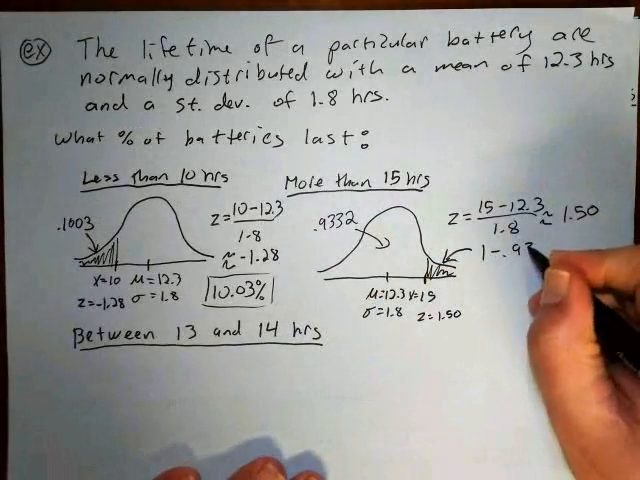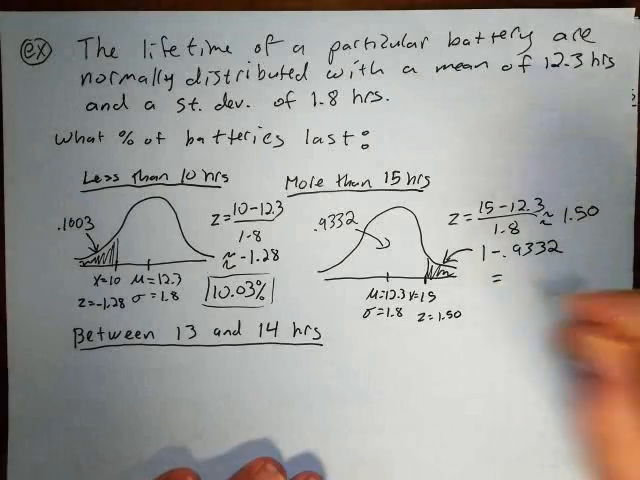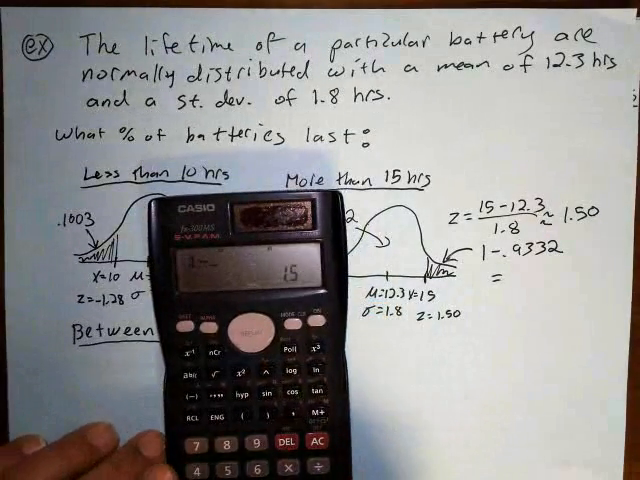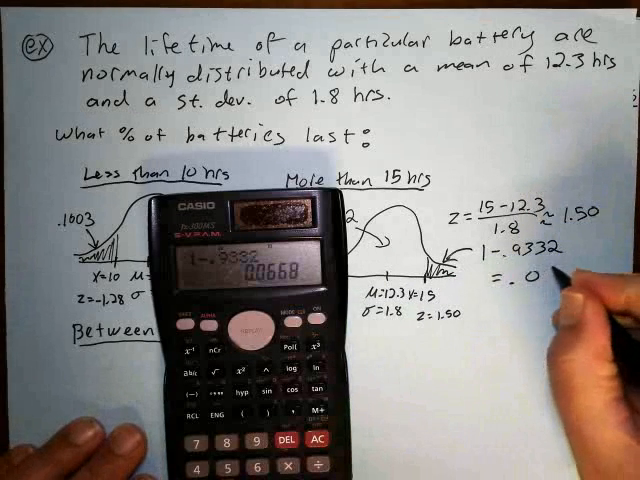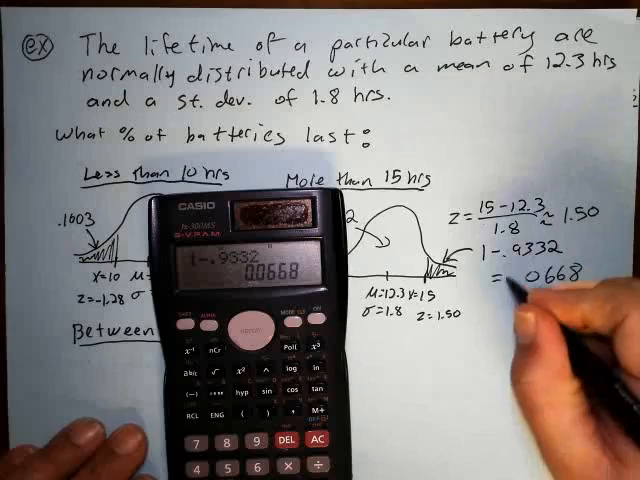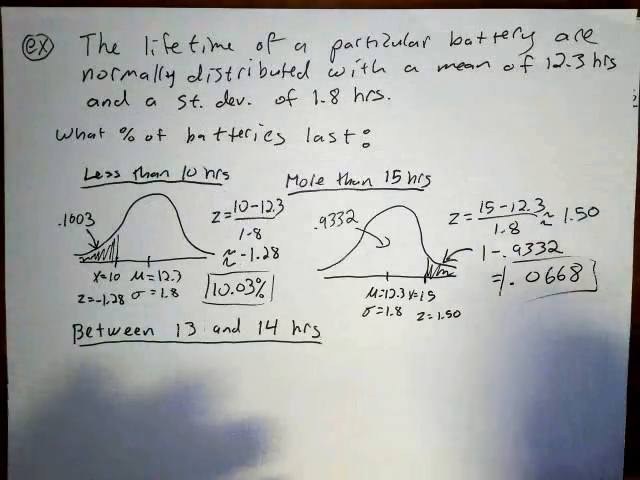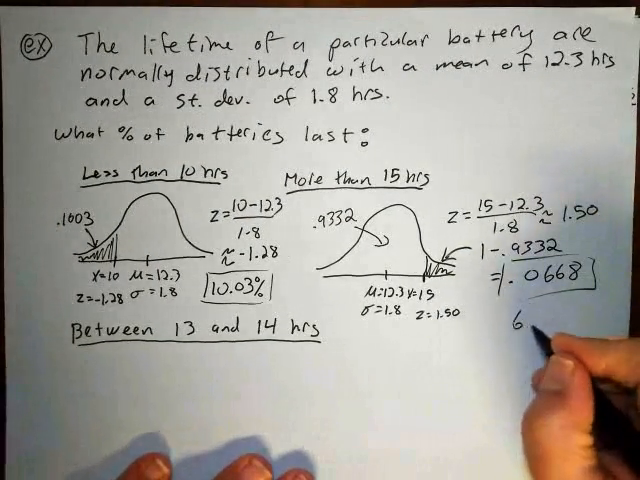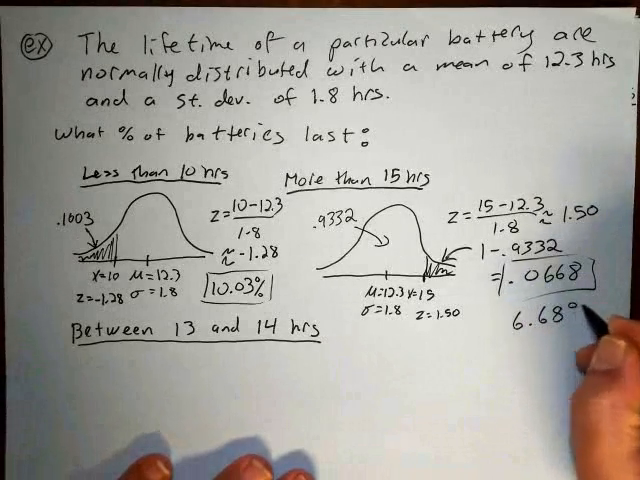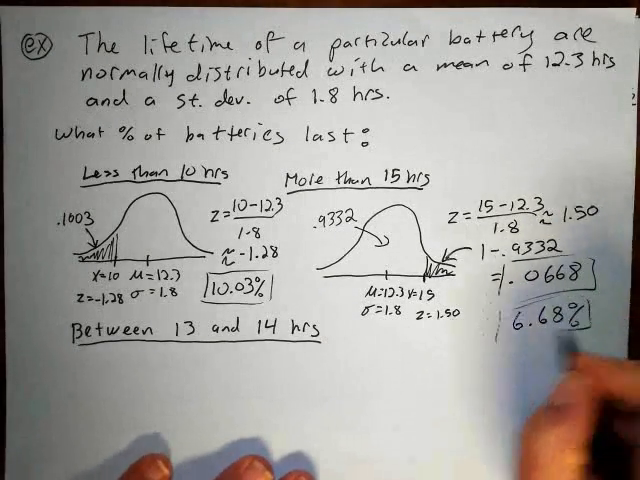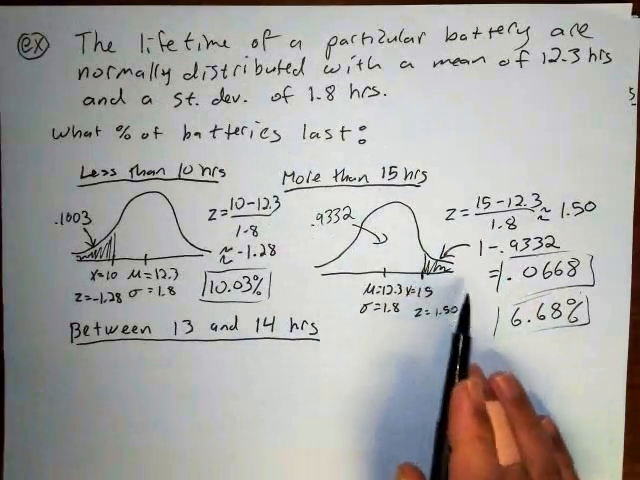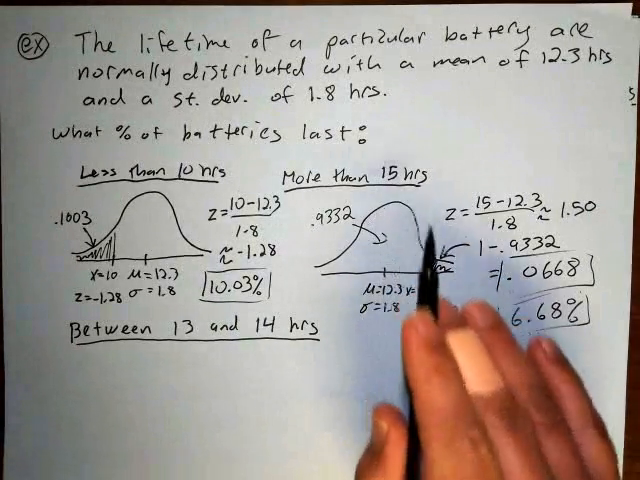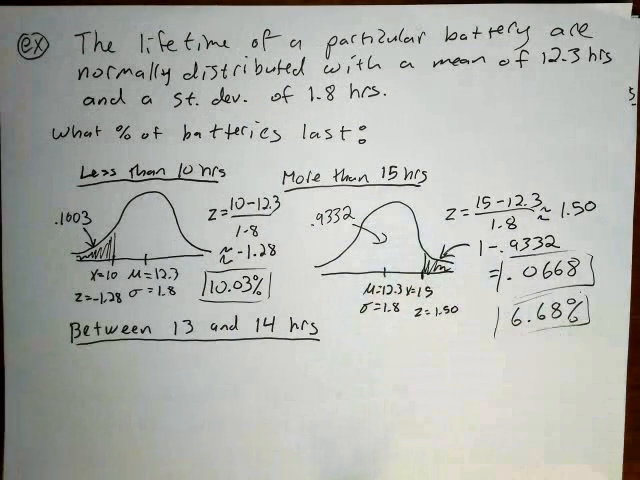So 1 minus 0.9332, and I get 0.0668. In percentage form that would be 6.68%. So what percentage of all the batteries last longer than 15 hours? About 6.68% of them.